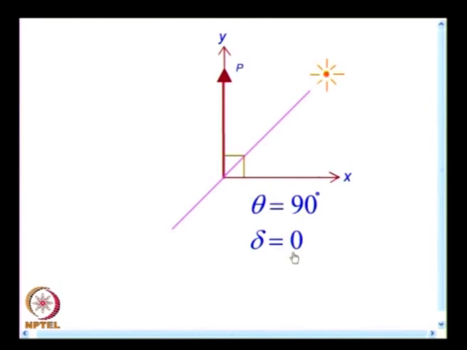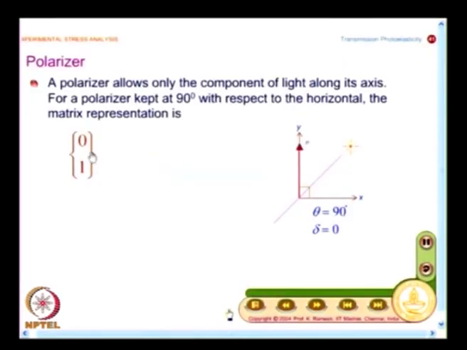I do not even have to go for a matrix representation, I can simply represent this as a vector. I send only a component of light along the y axis is what my vector should say, and that is easily represented by 0, 1. A simple vector like this is sufficient to represent a polarizer, nothing more is required.